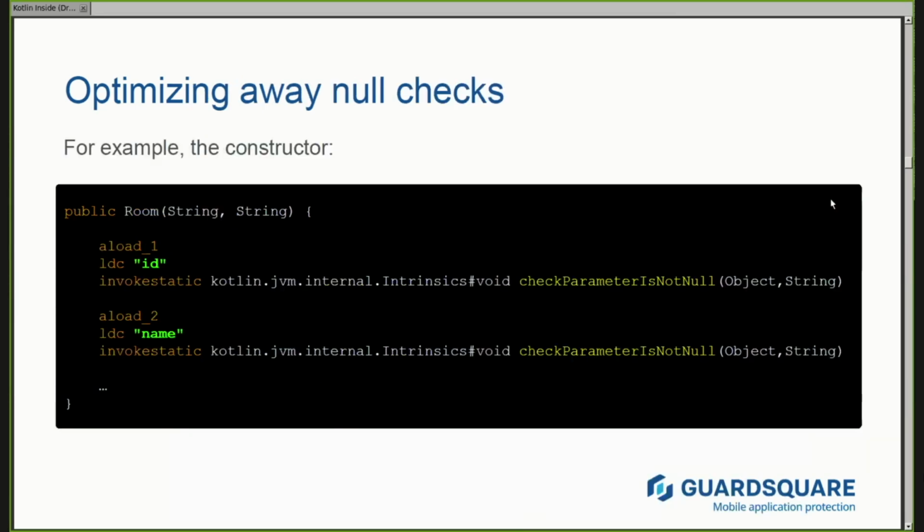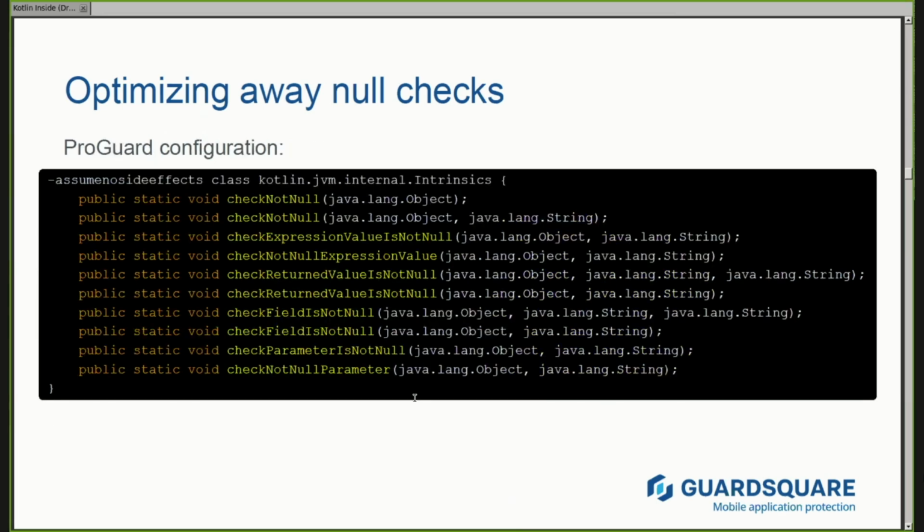Then moving on to the null checks that we saw earlier. As you remember, the Kotlin compiler is inserting these assertions, these method invocations. And in some cases, ProGuard and R8 can remove them because they can prove that these arguments are indeed always or never null. But that might not always be the case, and we still want to remove those invocations.